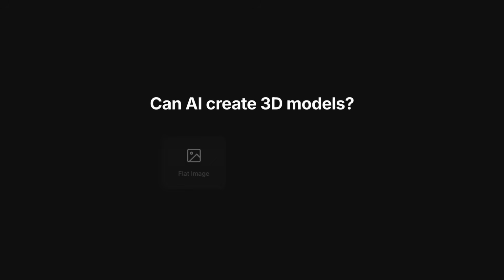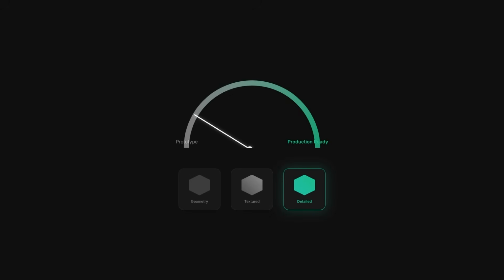Can AI create 3D models? A few years ago, the answer would have been, kind of. You could generate rough concepts, but they usually needed hours of cleanup before they were usable. Today, AI can generate complete 3D assets from simple prompts or images, and some of the latest tools are getting surprisingly close to production-ready results.